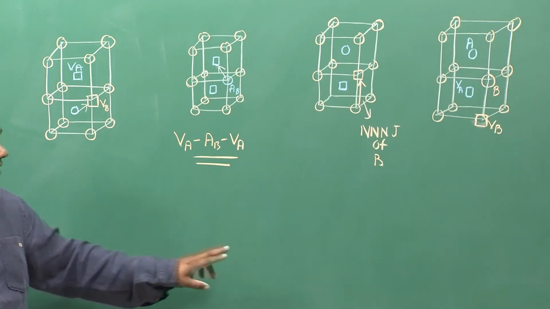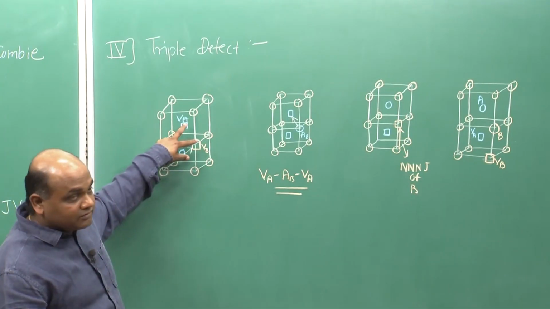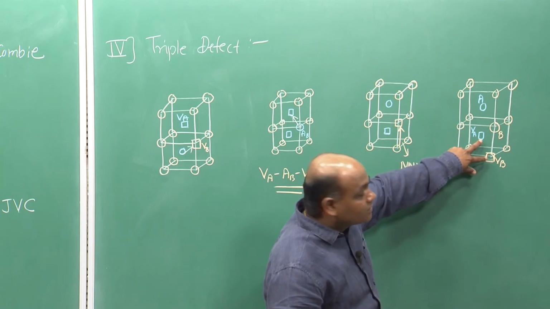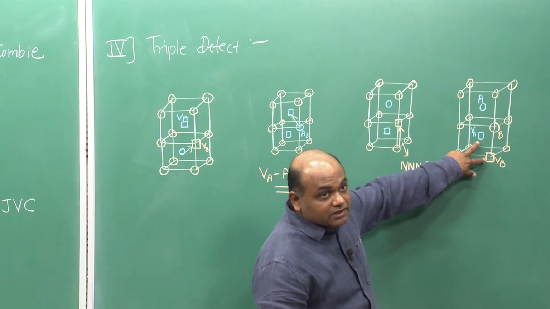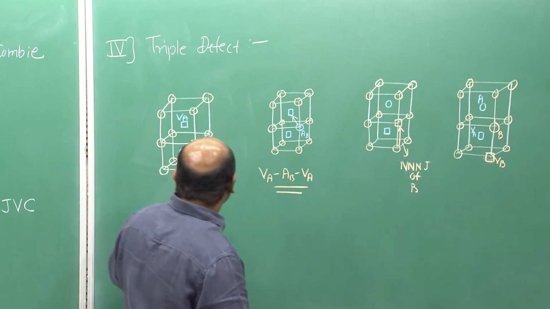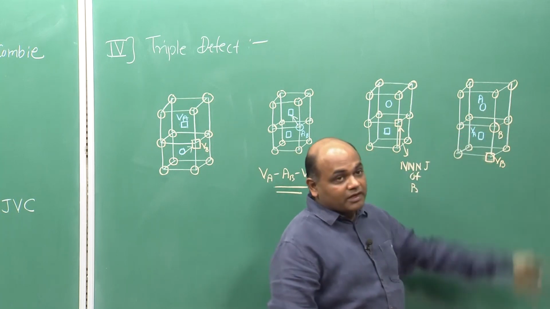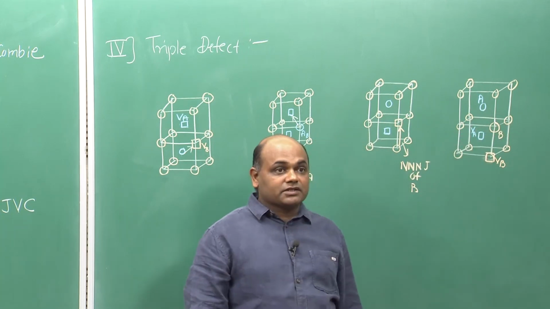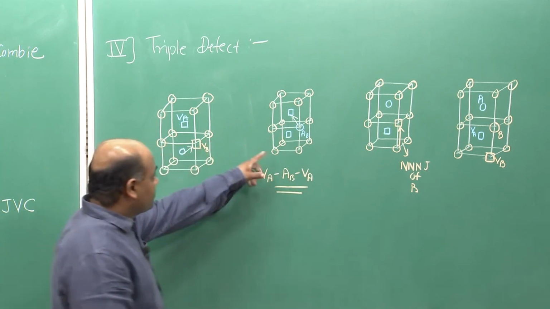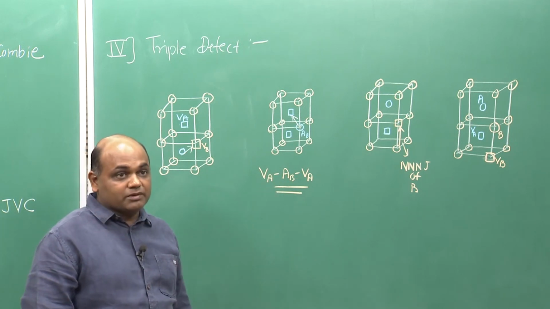So, if we compare with where we started, the divacancy V_A and V_B has in effect moved to a next nearest neighbor site. Also, one A atom and one B atom have moved to a next nearest neighbor site. So, this is how the triple defect assists the diffusion process in B2 intermetallics.